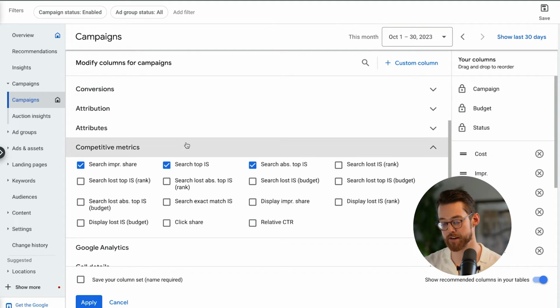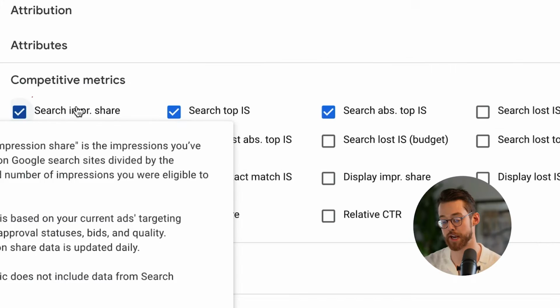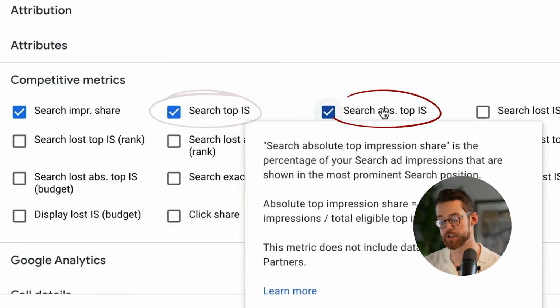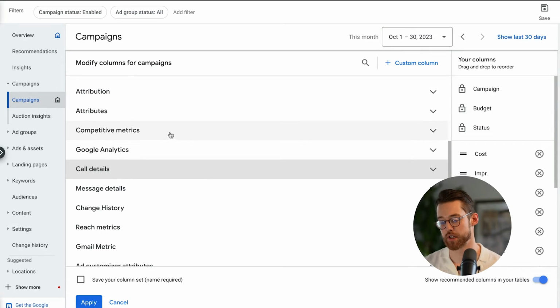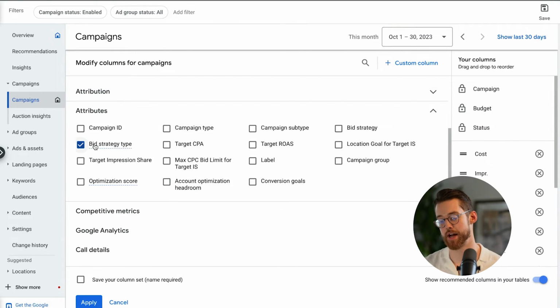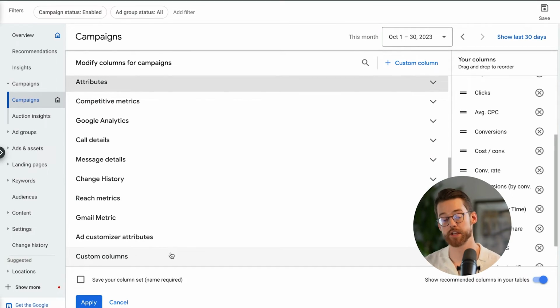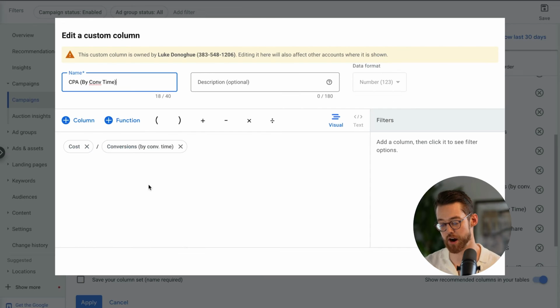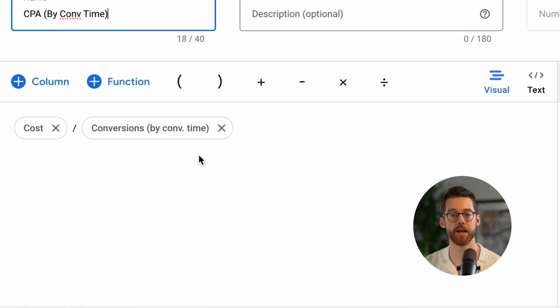Next, underneath competitive metrics, we're going to want to check search impression share, search top impression share, and search absolute top impression share. And lastly, if you want to double check the bid strategy that your campaign is using, which is sometimes useful for us when we're reviewing an account, you can click on attributes and you can go into bid strategy type to bring that up, or you can go into the campaign settings at the campaign level. And again, the last metric that I mentioned here was under custom columns, and that is CPA by conversion time, which I've created and which I outlined how to set up before.